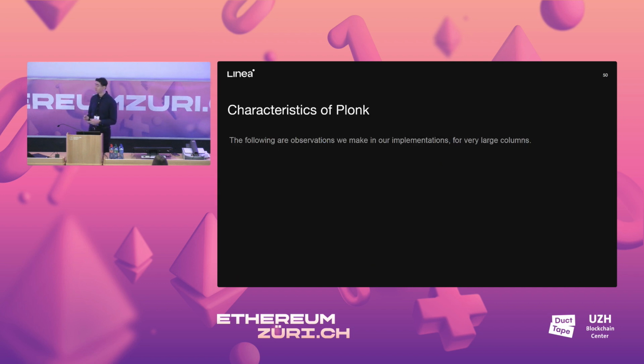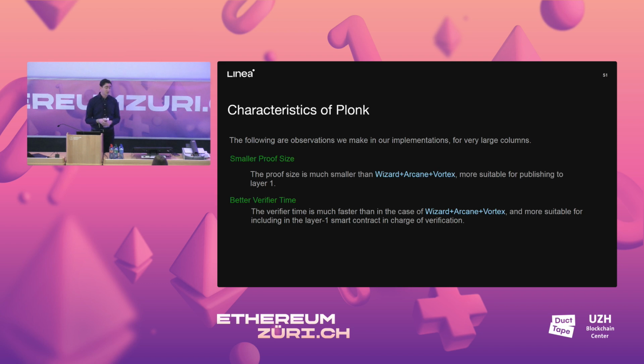So what are the characteristics of Plonk? We're going to have small proof size, much smaller than Wizard, Arcane, and Vortex. I have a complex name for it, but I think we need a short one. So much smaller than the code-based proof system, so it's more suitable for publishing the proof to layer 1. And the verifier time is also better. It's a smaller verifier circuit, which again means that it's better for layer 1, shorter to verify, and also the smart contract is going to incur less costs, which is quite crucial.